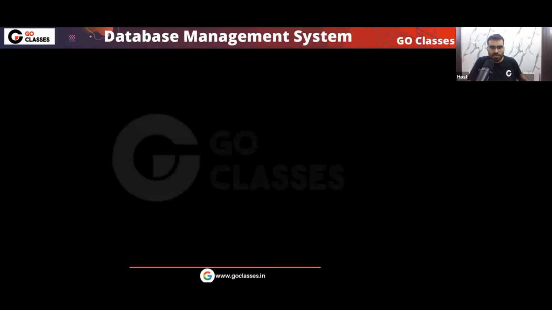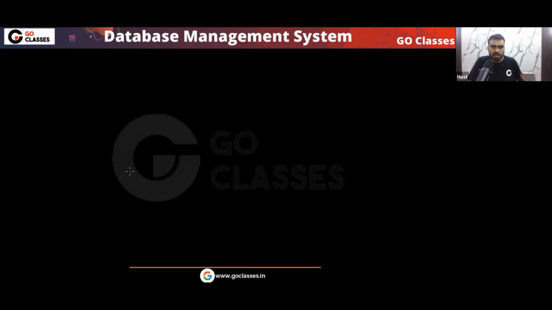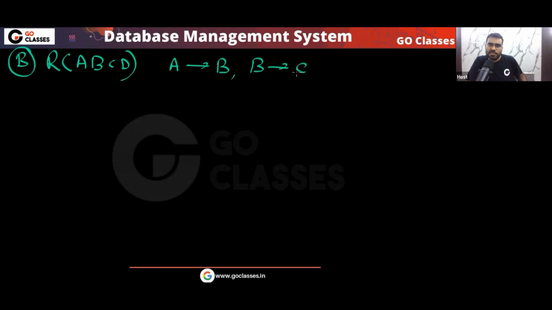Now tell me about option B. Each option we will see one by one. So let's look at option B. We have this relation R(A, B, C, D), and the functional dependencies are A determining B, B determining C, C determining D. These are the functional dependencies.